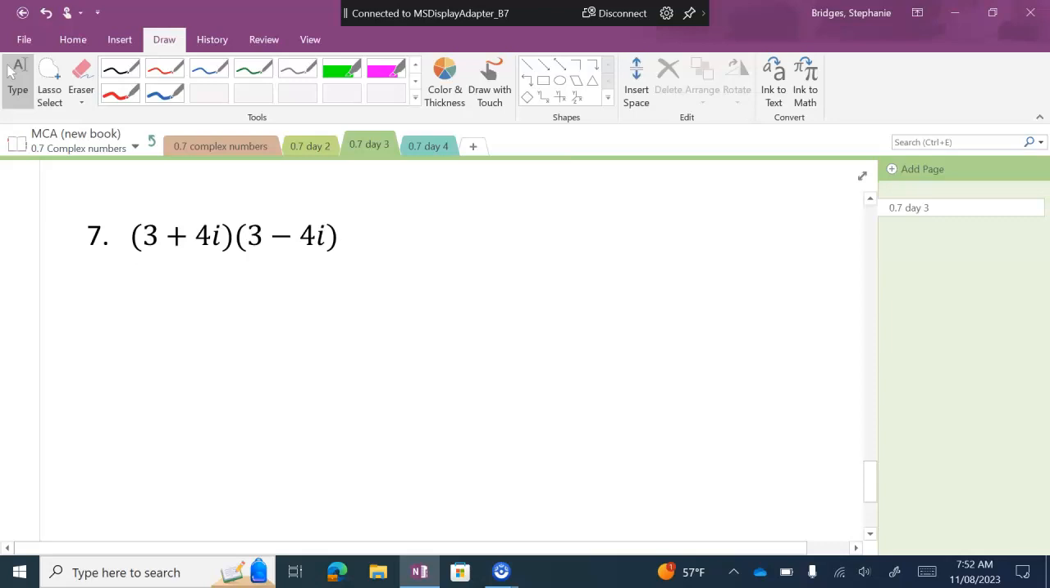3 plus 4i times 3 minus 4i. What do you notice about these? They're conjugates. Remember we did these with radicals where they're exactly the same except for one is a plus and one is a minus? Okay, so we want to remember that these are conjugates.